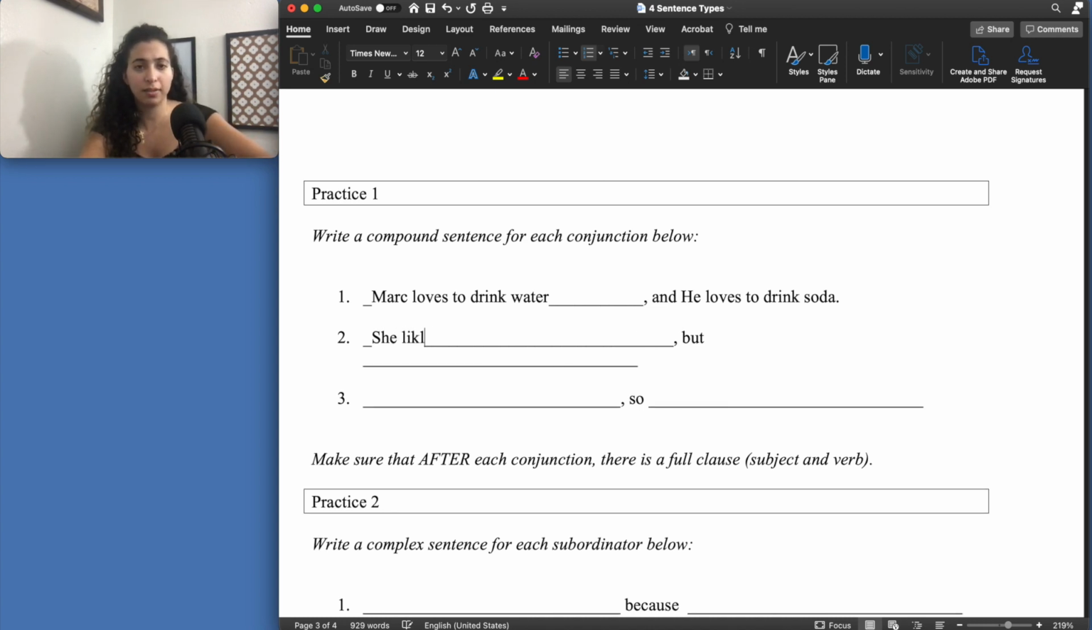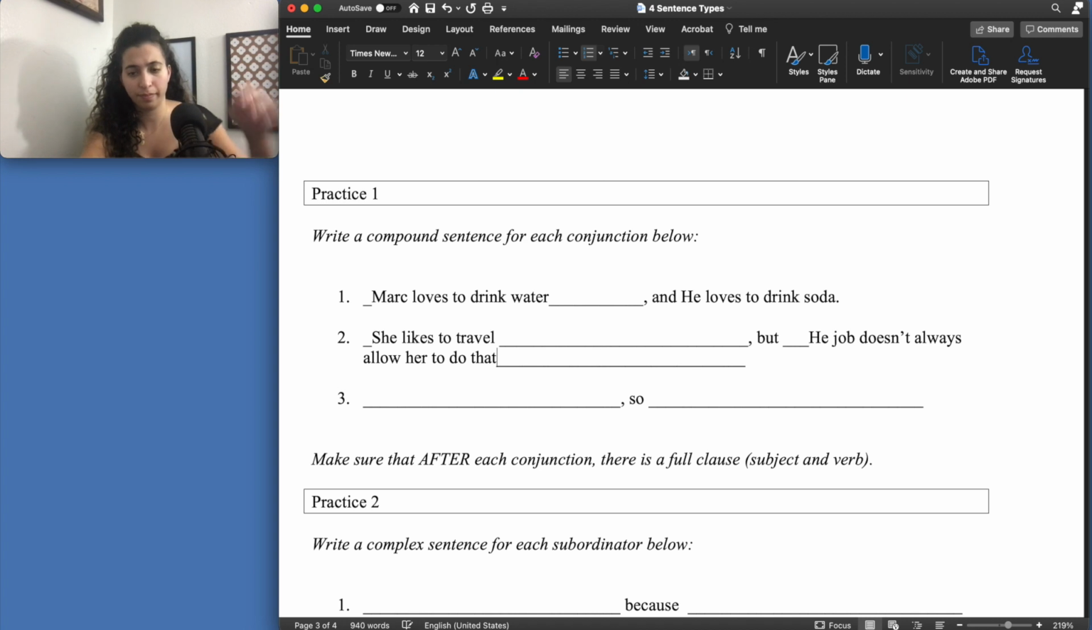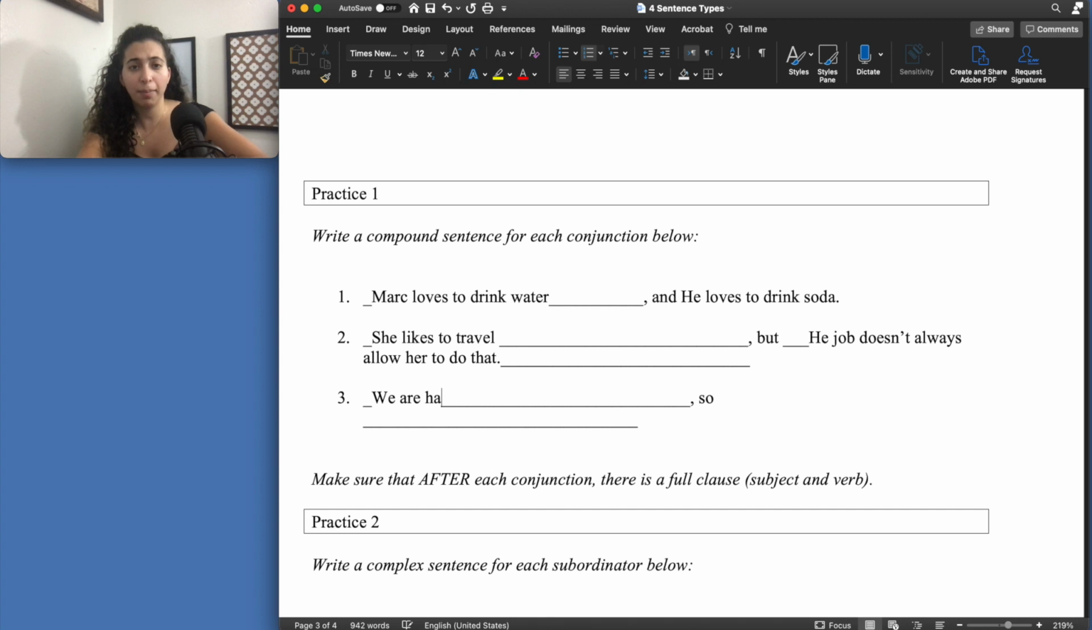She likes to travel, but her job doesn't always allow her to do that. We are happy together, so we are getting married. Okay? So you notice each one of these is an independent clause.